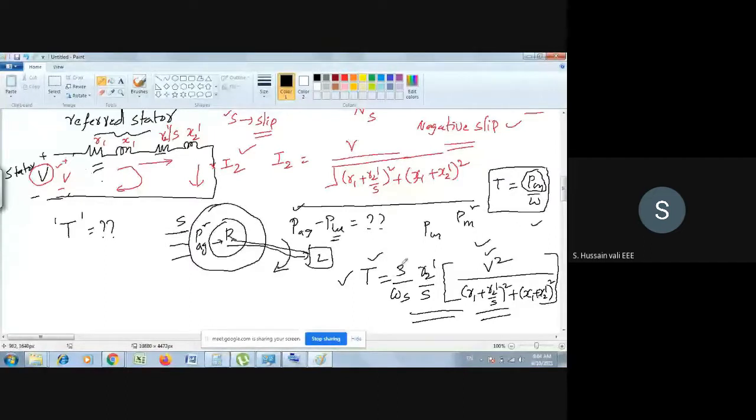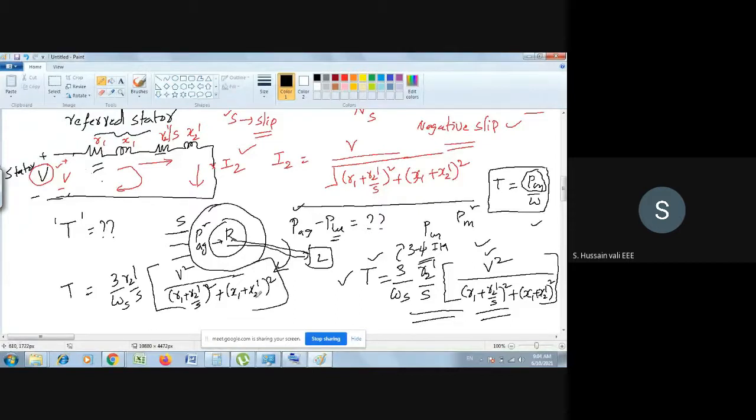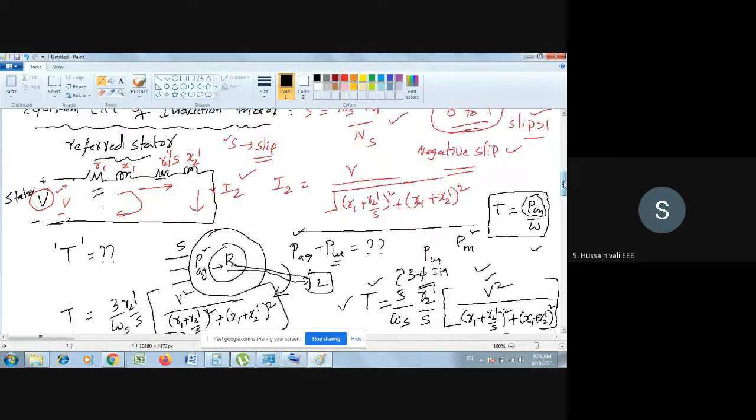Now what about this three? Let me clarify. This is for a three-phase induction motor. We were discussing a three-phase induction motor, so you get three here, because three phases are there, so it is multiplied by three. I will rewrite once again so that you can easily remember: 3 by omega s, r2 dash by s, V square by (r1 plus r2 dash by s) whole square plus (x1 plus x2 dash) whole square. So this is the thing. Now I would like to stop this here. If you have any doubts in this, you can say.